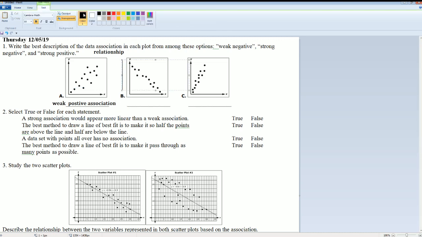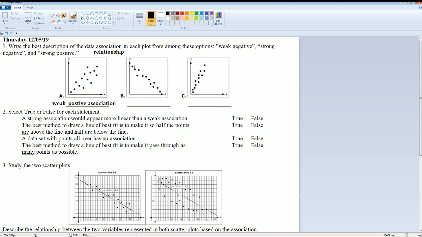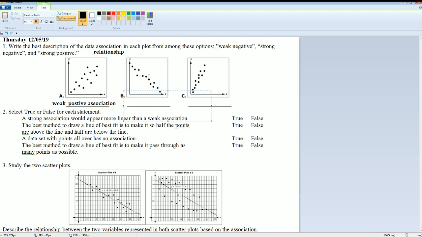Okay. Next one. Ooh, it's going down. First of all, is it strong or weak? Wow, it's close together, so we would say it is strong because it's close together. It's going down, so we would say it's negative, and then we would say association.